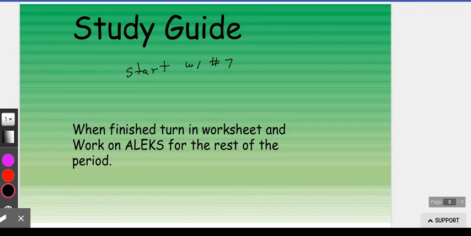If you need to take a picture of the answer key so that you have something to refer to, that's fine, but make sure you're actually showing the work. This will get turned into the sub at the end of the period. So make sure you get going on this. Sub, go ahead and pass out the worksheet. And again, make sure you're checking your answers.